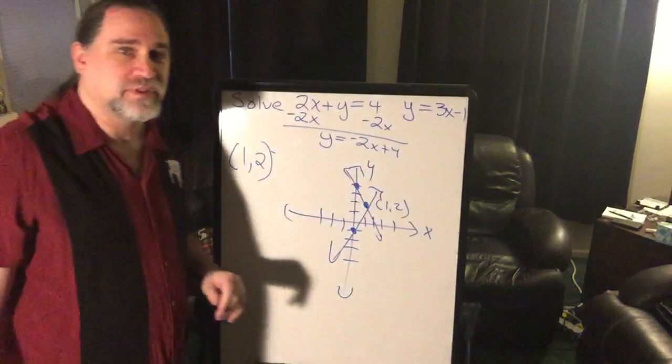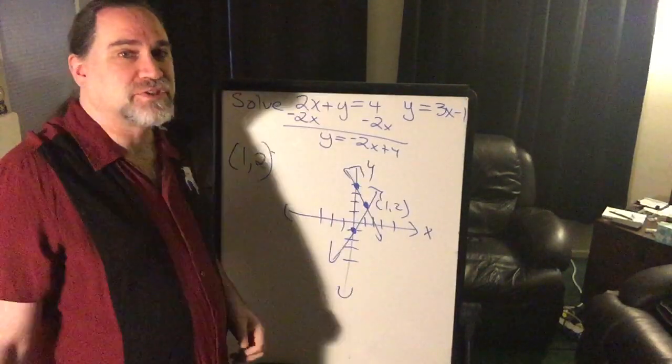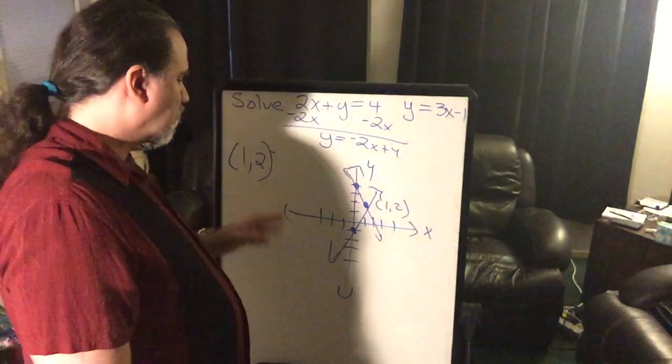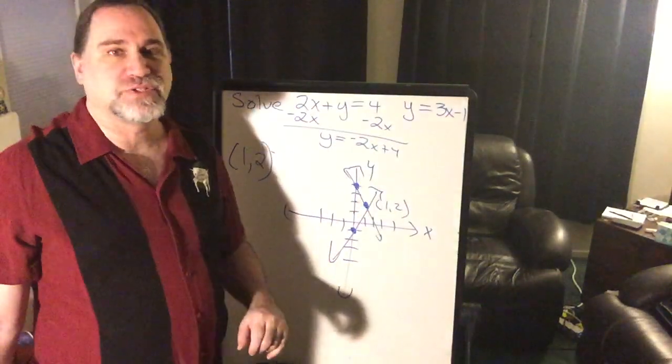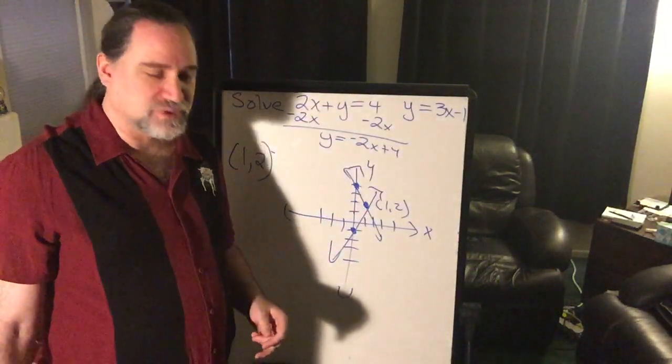I didn't quite draw it perfectly, but that's okay. They clearly intersect at the point 1, comma 2. And if you plug those into each of these equations the way they're set up, you'll see it also works there as well.